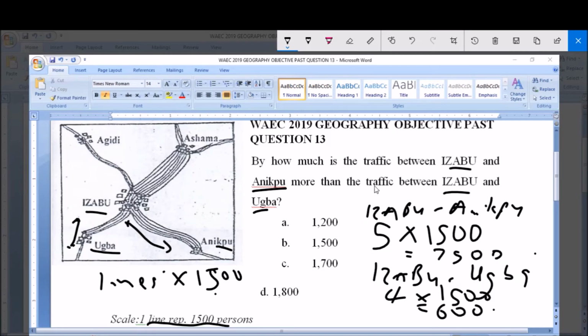Now we are asked for the traffic difference, so we'll subtract 6,000 from 7,500. So 7,500 minus 6,000 is equal to 1,500, and 1,500 is option B, which is the correct answer.